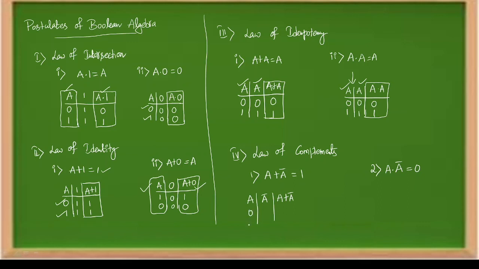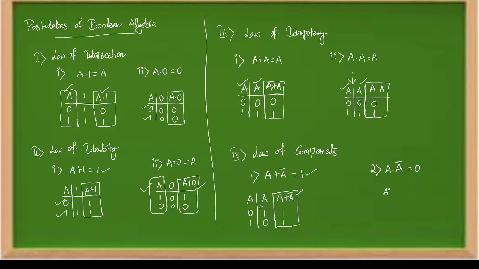If you have only one variable, the possibilities are 0 and 1. Now, here I am complementing it. A bar is nothing but the complement of A. If A is 0, A complement is 1. If A is 1, A complement is 0. Now you need to perform OR operation between these two variables. According to logical OR, if any one input is high, the output is high. Now you can observe from the entries of the third column that A plus A bar is giving one as output irrespective of the A value. This is proved.